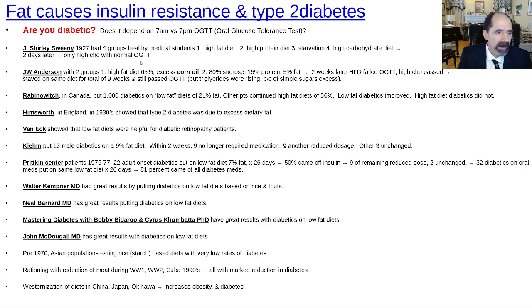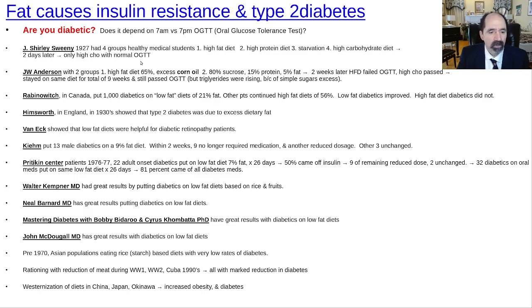Okay, and lots of places, including Dr. Kempner's work, Nathan Pritikin's, Neil Barnard, the Mastering Diabetes guys, Bobby Bitteroo, Cyrus Khambatta, Dr. McDougall too, they've all shown you put people on a plant-based diet, and that's low fat, and you'll more often than not reverse type 2 diabetes. It's really a question of how soon you get to the patient, that they still have some intact insulin function in their pancreas. They haven't burned through all their beta cells.